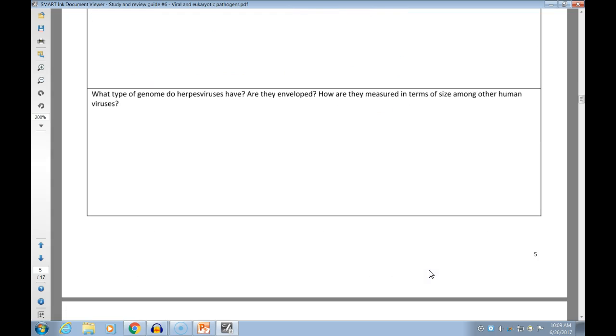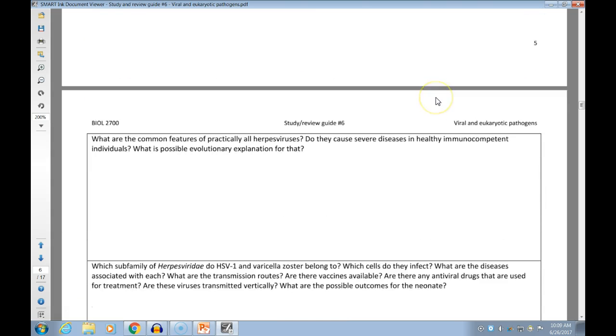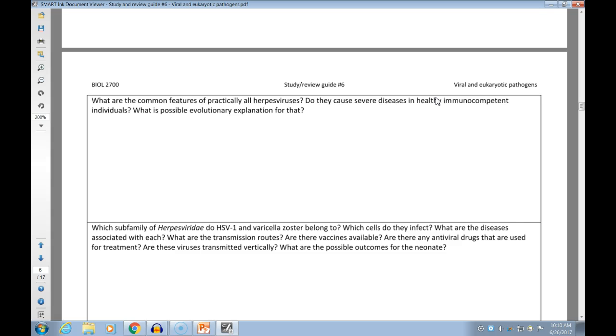Herpes viruses: DNA genome, envelope, and they are large. Common features: they are all double-stranded DNA viruses, they are all enveloped, they can all establish latency, and they all form episomal DNA.